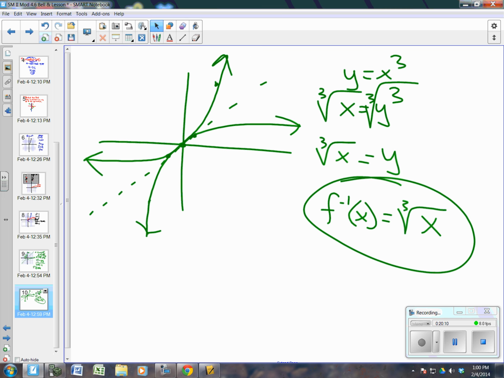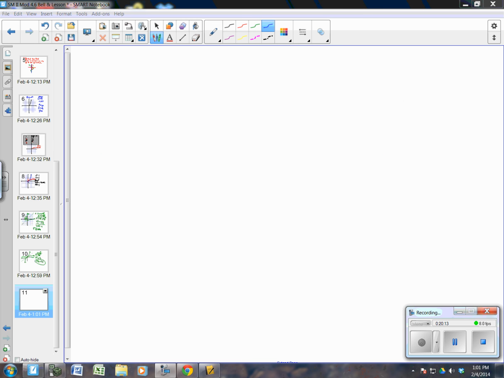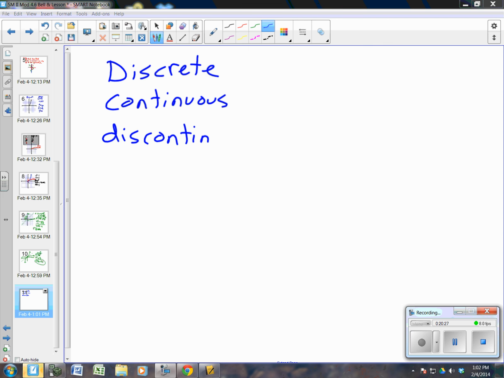I'm going to do a few of these with you. On your assignment, it asks you to name discrete, continuous, or discontinuous functions. Okay, it asks you to name these three things. Let me tell you what each one of these are, okay? A discrete function has points, just points. So if you had an xy, it would just be something like this. Okay? That's a discrete function.